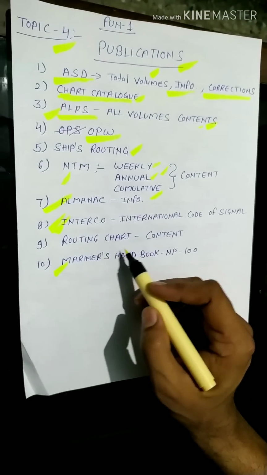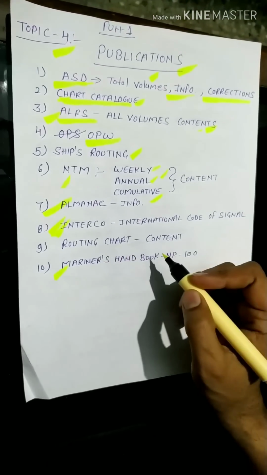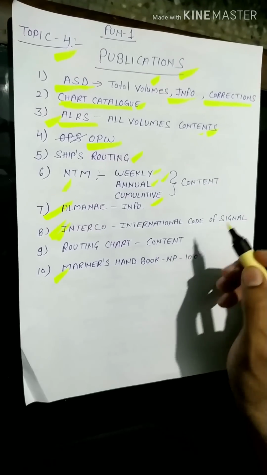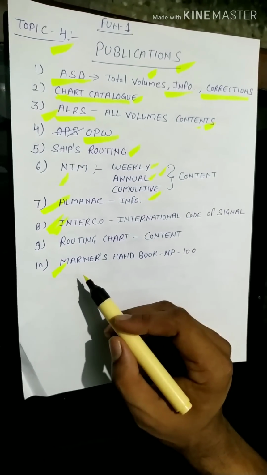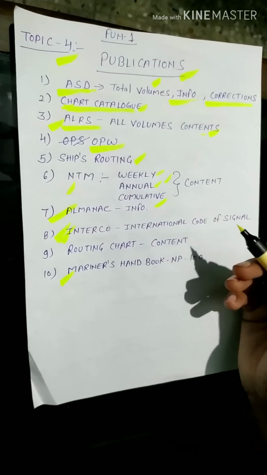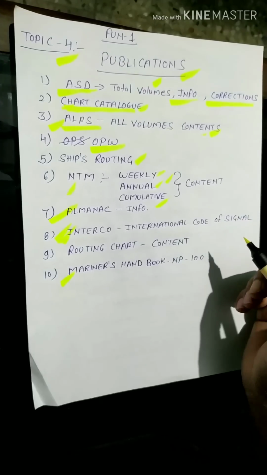Next one is the routing charts. In routing chart you have to know what all information you get from the routing charts. Next one is the mariner's handbook, what all information you get from the mariner's handbook, that you have to know.